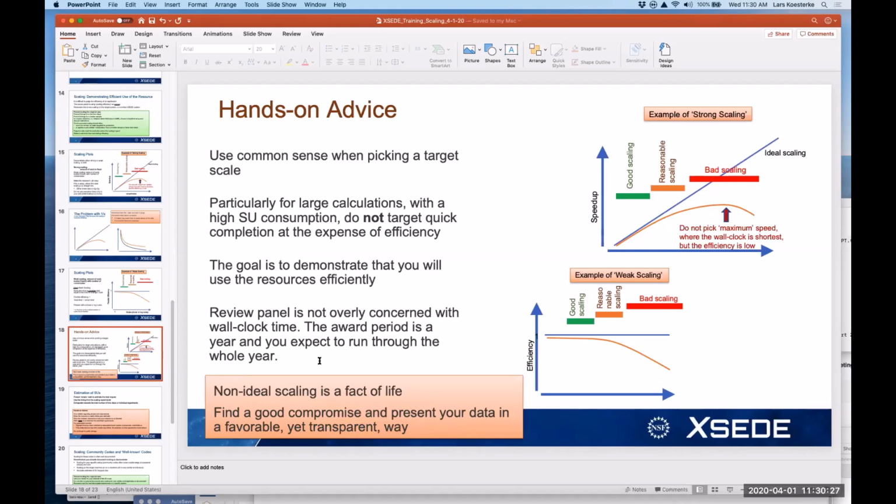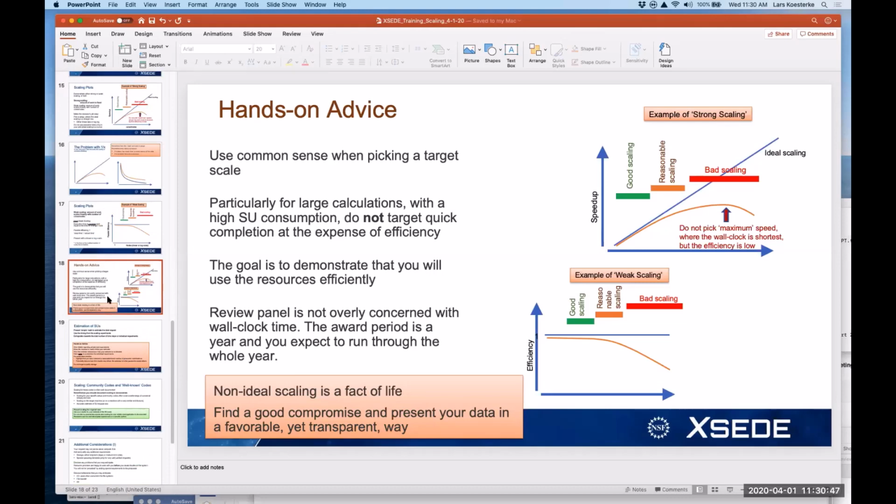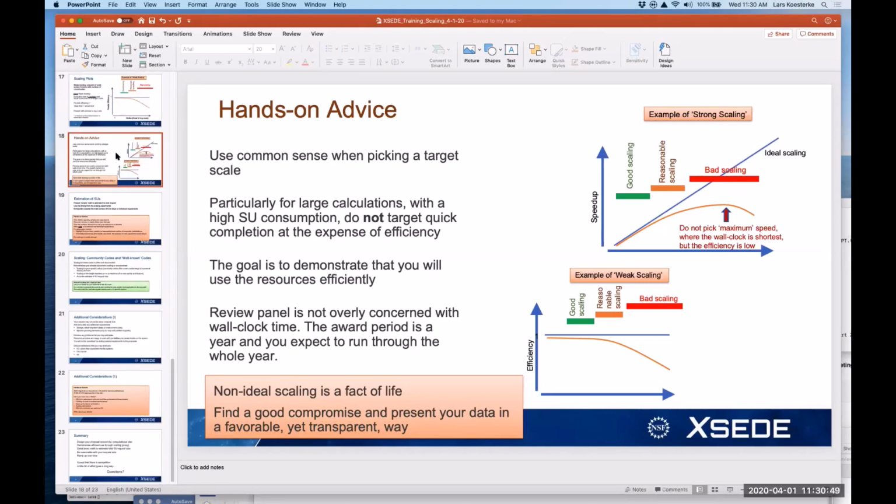But on the other hand, non-ideal scaling is a fact of life. You cannot avoid that. So don't be discouraged if you think, oh, my scaling is not ideal. You just have to find a good compromise and present, of course, your data in a favorable way, yet being transparent so that the reviewer understands what is going on and doesn't feel deceived. But just having non-ideal scaling, that is just what most applications have to live with.